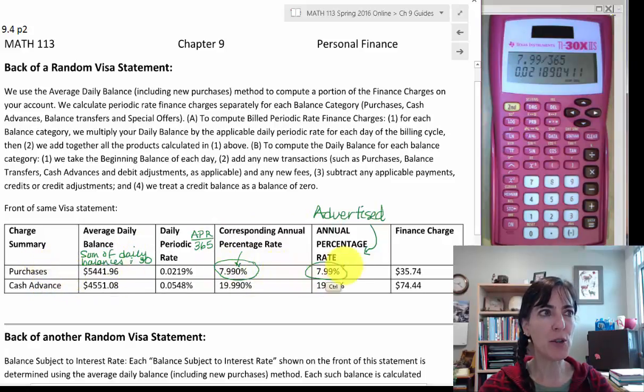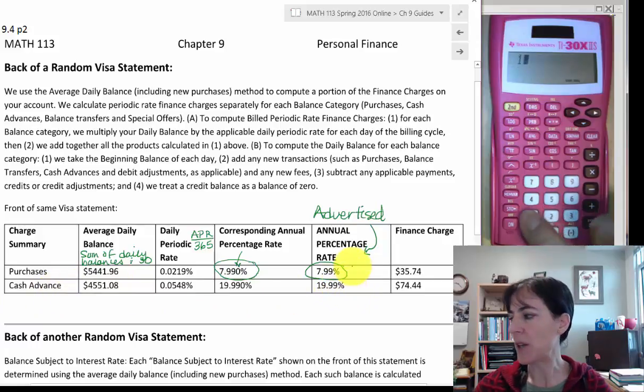So for purchases, you can see I had one rate of 7.99%, and for cash advances, the interest rate is much higher, and that's pretty normal. If you take a cash advance on a credit card, you get charged immediately. You don't get a grace period, and you get charged a higher rate of interest. So if you need cash, the credit card is like the most expensive way to get cash. It's better if you can actually use your credit card to purchase an item than to take cash from the credit card.